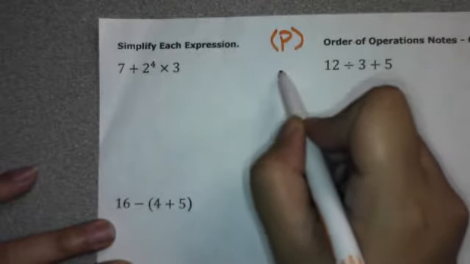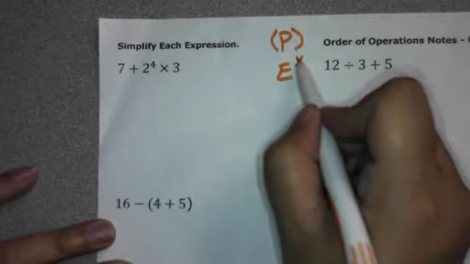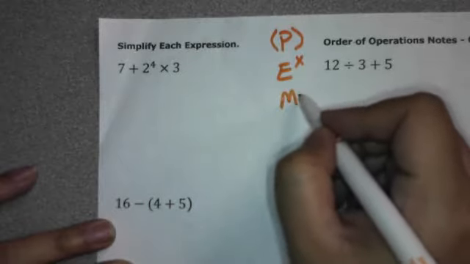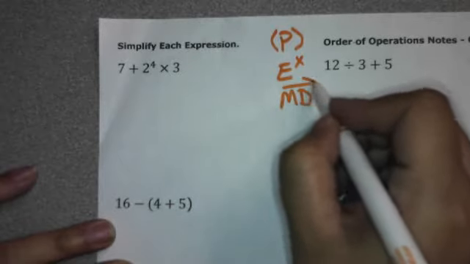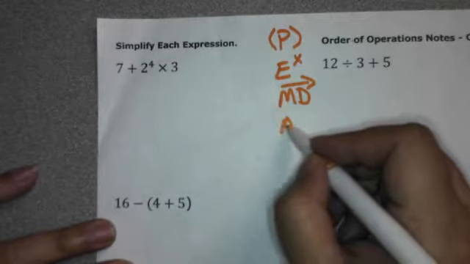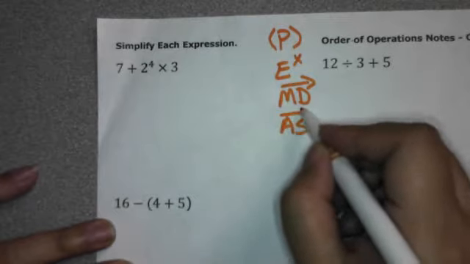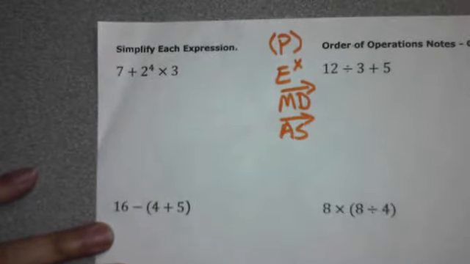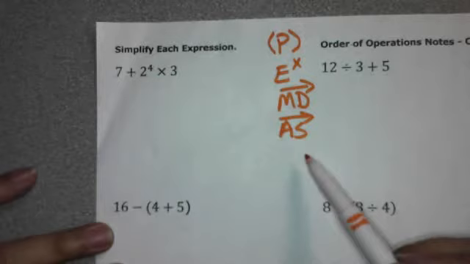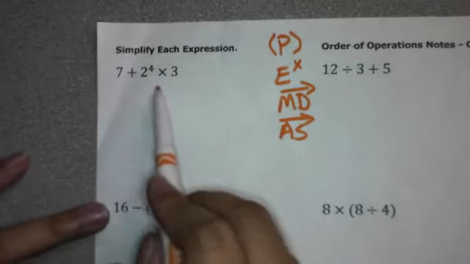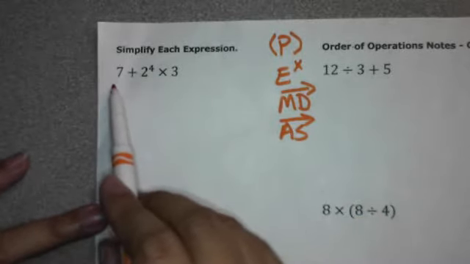Parenthesis, exponent, multiply or divide from left to right, then add and subtract from left to right. So, we got the checklist down. Now take a look at the first problem that we have.